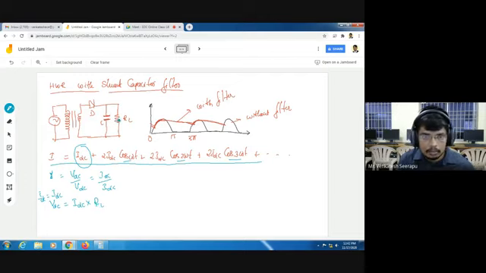For the DC component, the capacitor is acting like an open circuit. Capacitive reactance XC equals 1 by 2 pi FC. What is the frequency of a DC component? Infinity. Yes, infinity, so it is acting like an open circuit. That's why we will not consider capacitive reactance for the DC value calculation. Only VDC can be written as IDC into RL.